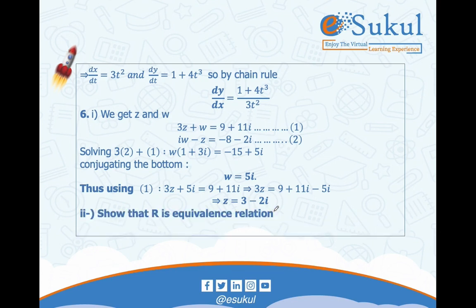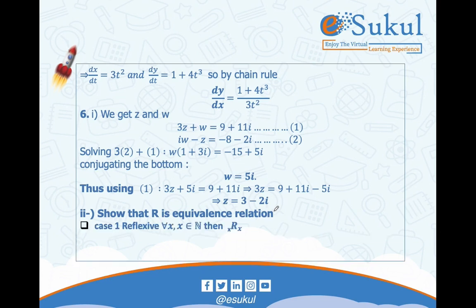In sub 2, binary relation, where we are asked to show that R is an equivalence relation, we remind ourselves that R is an equivalence relation if it is reflexive, symmetric, and transitive. So on the first case, we prove that it is reflexive.